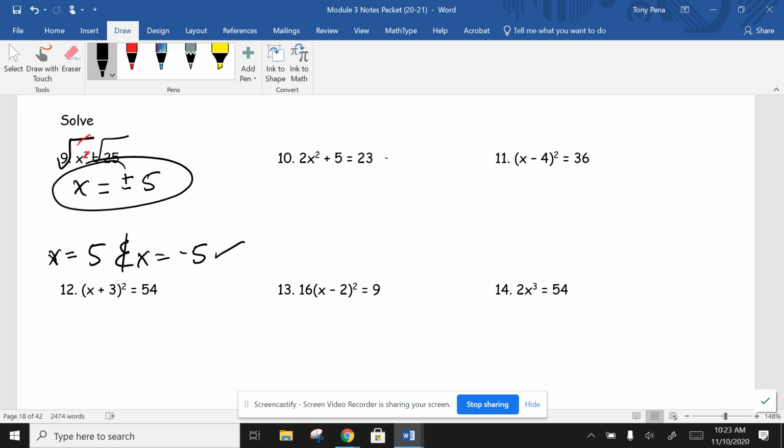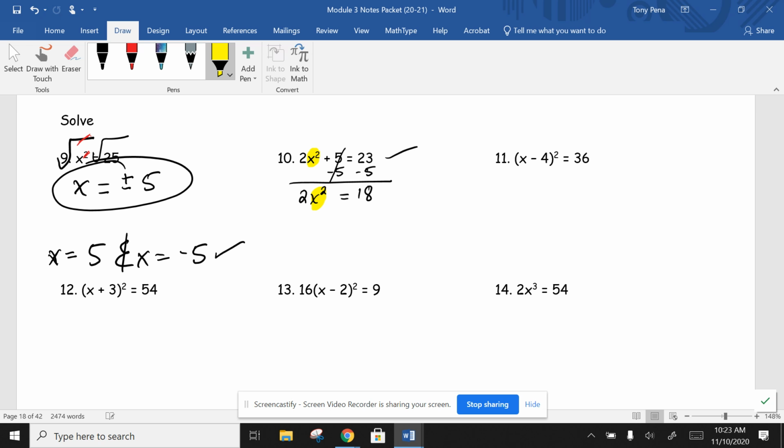So now, number 10. Now we do need to isolate this. So what I have highlighted in yellow, we want to get that by itself. So all of your old algebra skills of solving an equation, if I want to isolate x squared, I'm going to subtract 5 first. So subtract 5 from both sides. The 2x squared is still here, and it now equals 18, as those cancel.